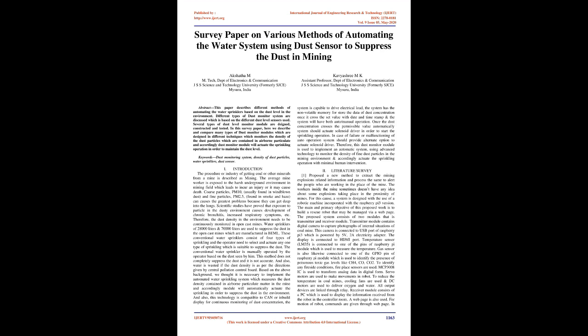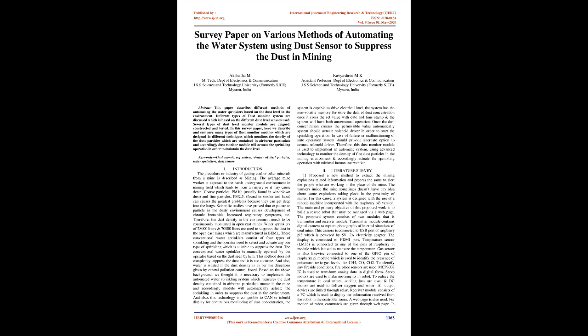MCP3008 IC is used to transform analog data into digital form. Servo motors are used to make movements in the robot. To reduce the temperature in coal mines, cooling fans are used, and DC motors are used to deliver oxygen and water. All output devices are linked through a relay.